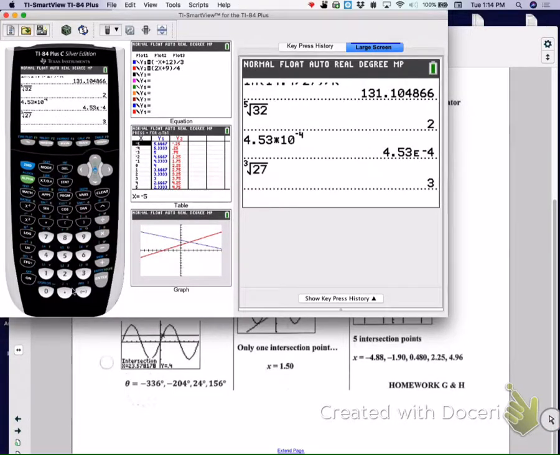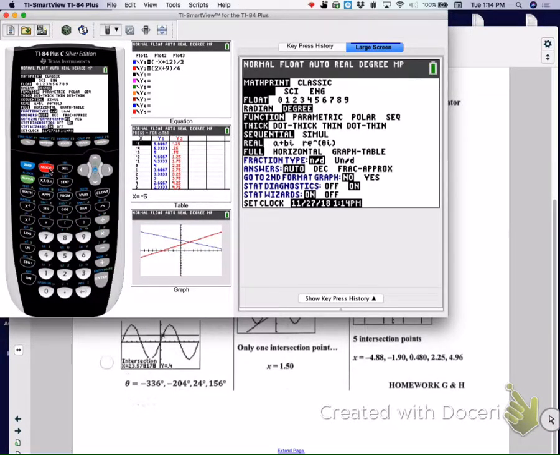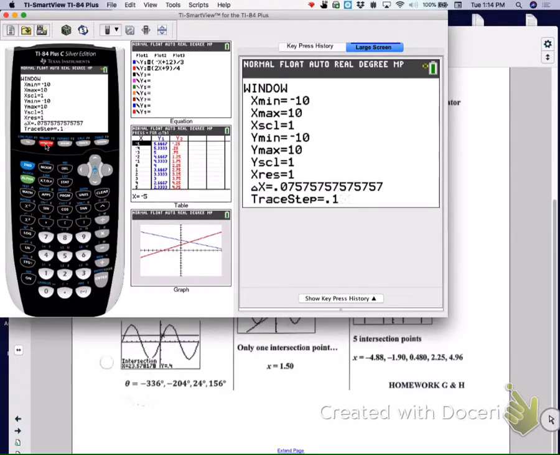And first of all, let's make sure that our calculator is in degree mode. And just so happens that mine is. Of course, if yours isn't, go there to the word degree and hit enter. Now the window, it told you what window to use. I want to go from negative 360 to 360. So I'm going to go from negative 360 to 360. And I'm going to go by 45s.